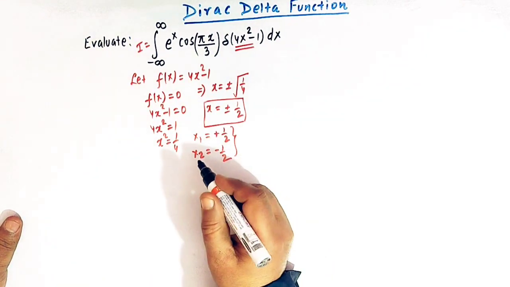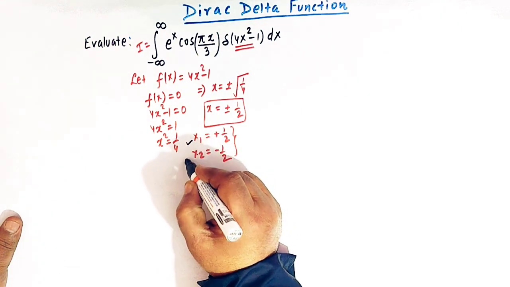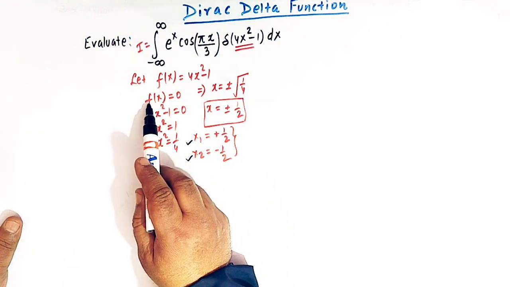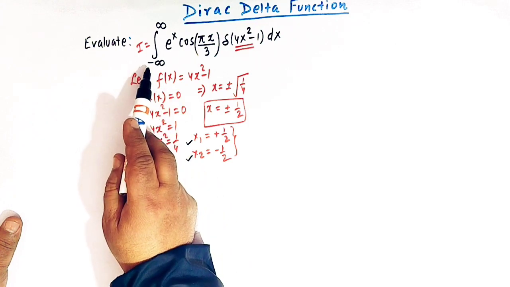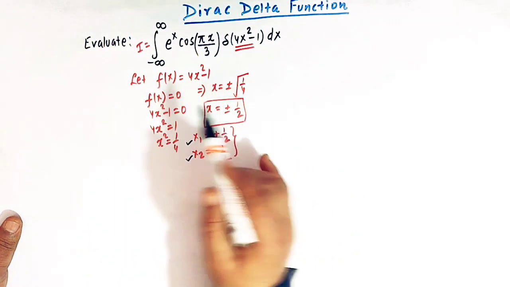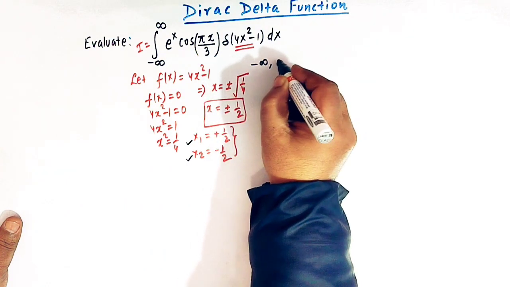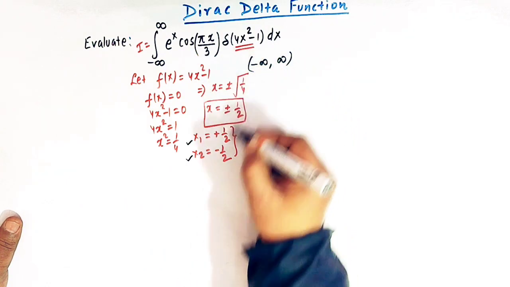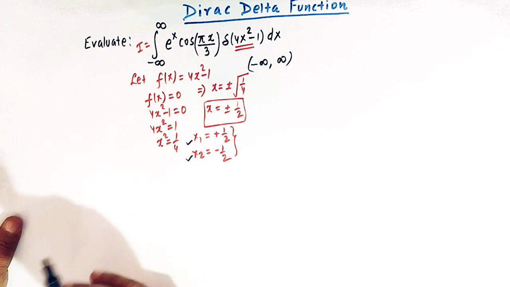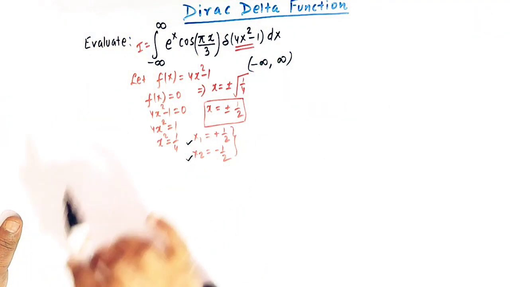So once we are satisfied that these roots, which are obtained by solving f(x) = 0, lie within the limits of the interval, here the interval is minus infinity to infinity, okay, now let us differentiate f(x).